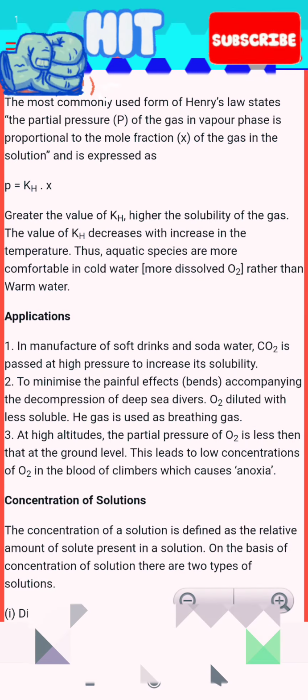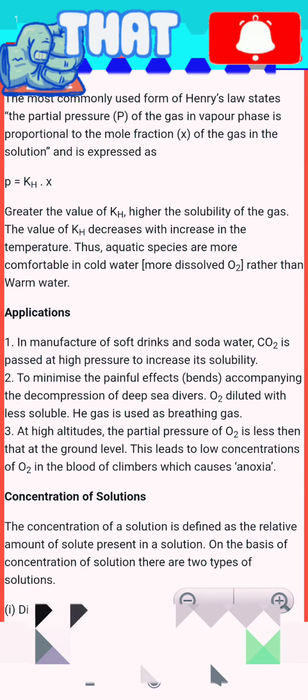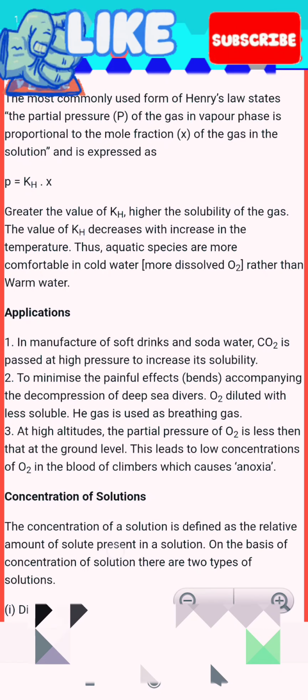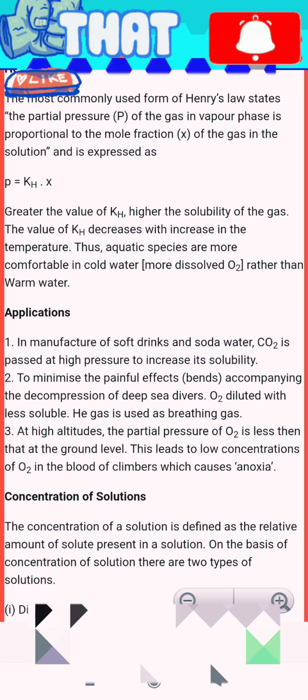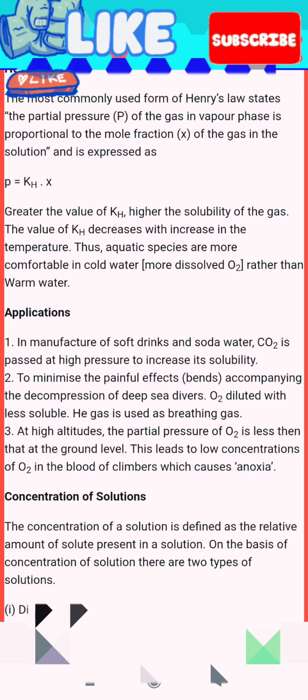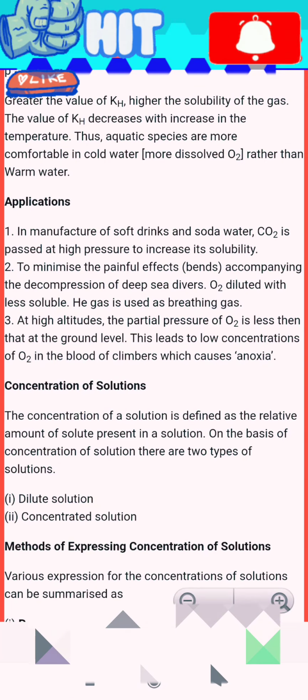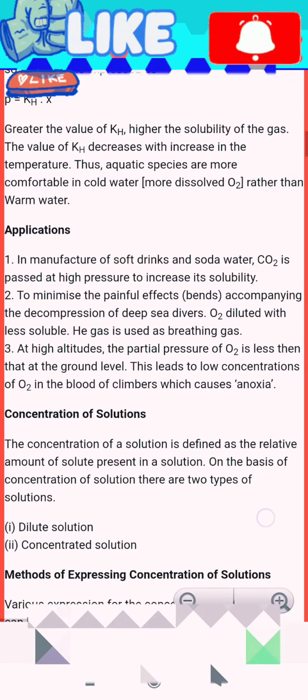Concentration of solution. The concentration of solution is defined as the relative amount of solute present in a solution. On the basis of concentration of solution, there are 2 types of solutions, dilute solution and concentrated solution. The dilute solution क्या होता है?